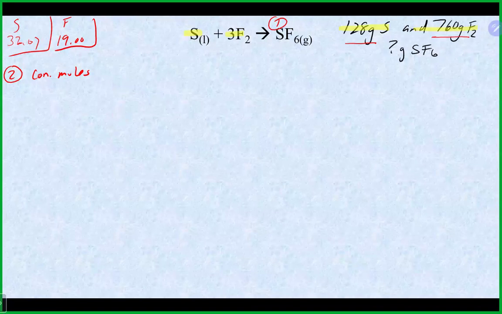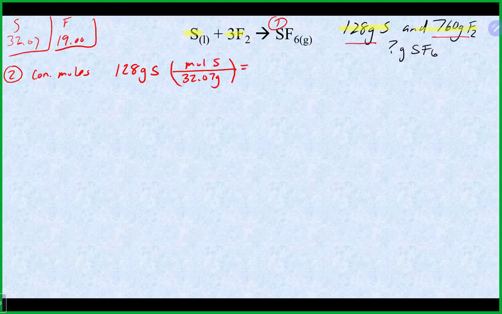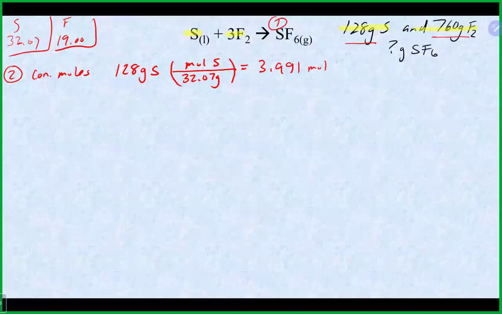So for my sulfur, I'll take 128 grams of sulfur. I'm going to use the molar mass of sulfur, which is 32.07 grams per mole. And that's going to give me my moles of sulfur here, 128 divided by 32.07. And we're going to get 3.99, and we'll go one more, moles of sulfur.